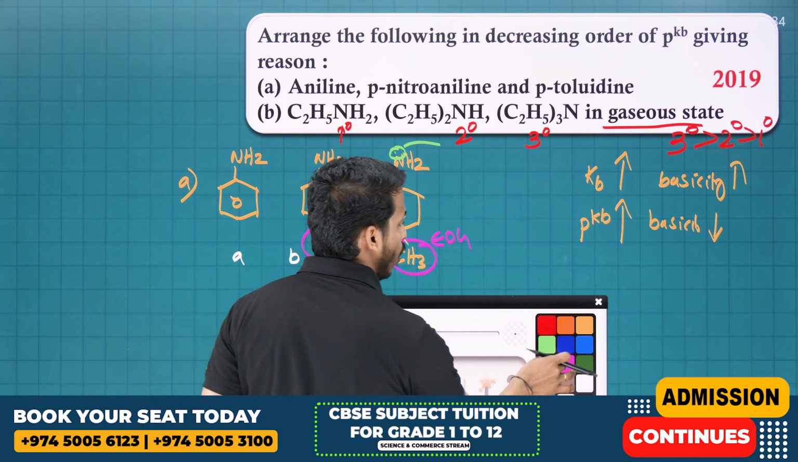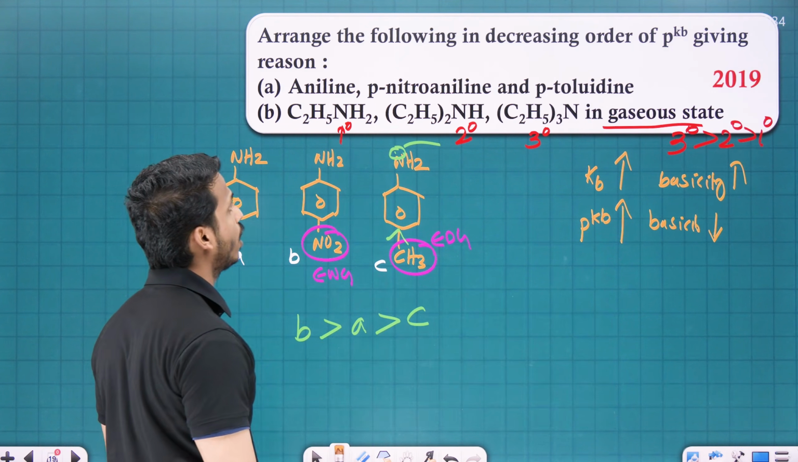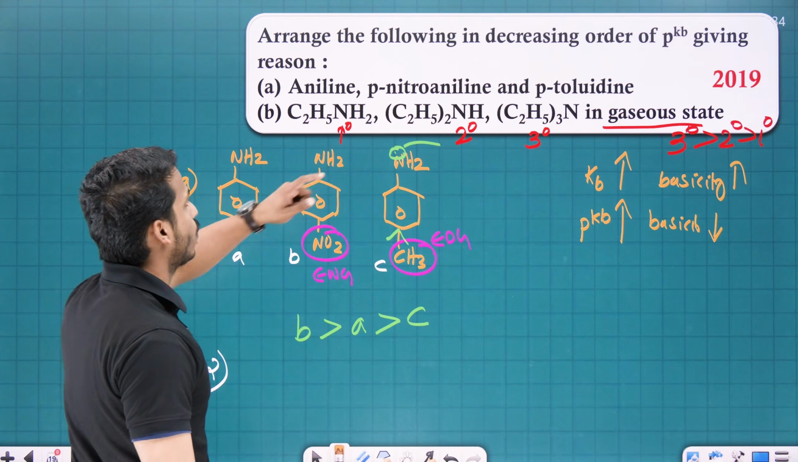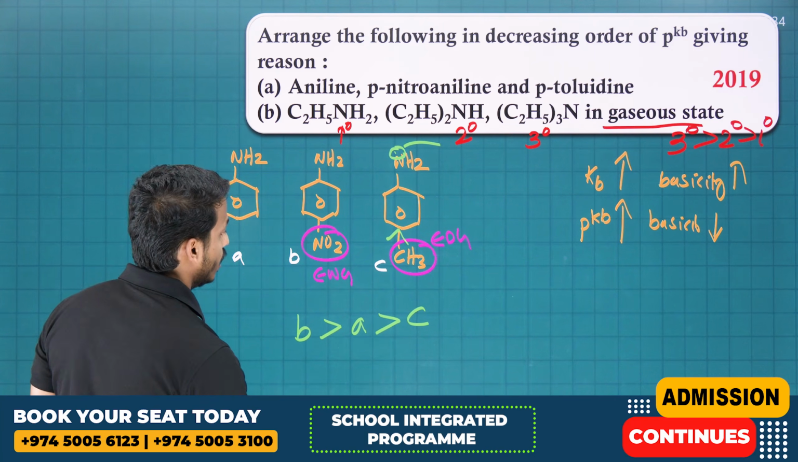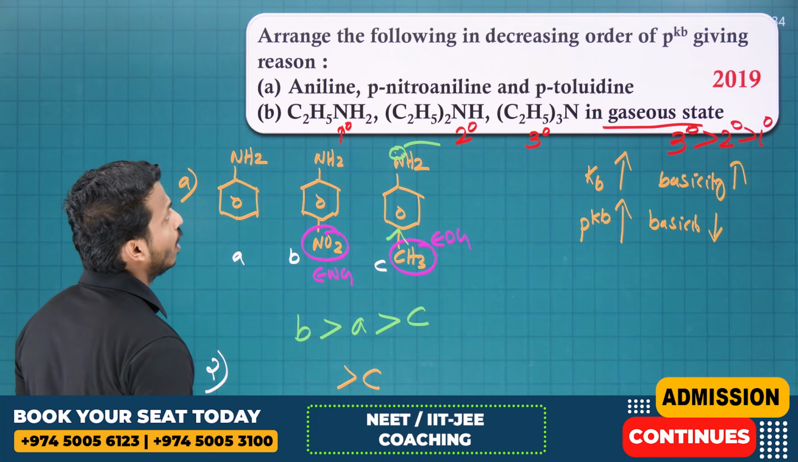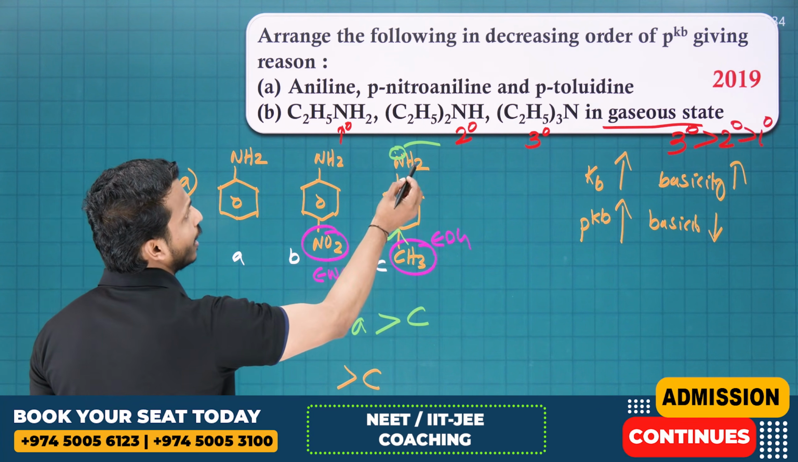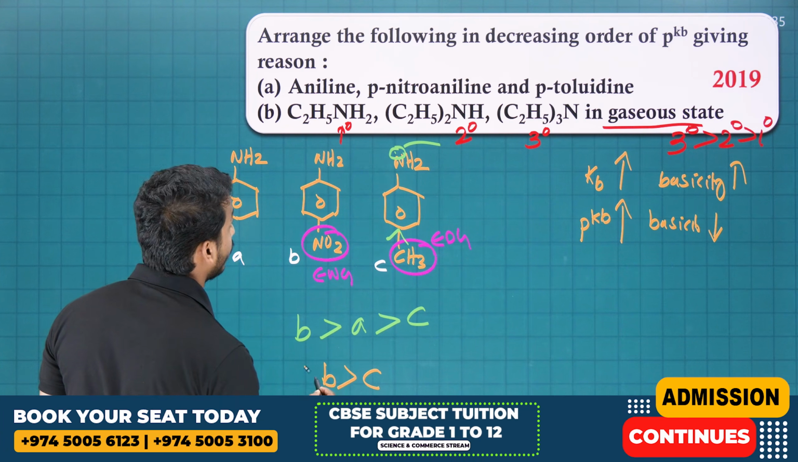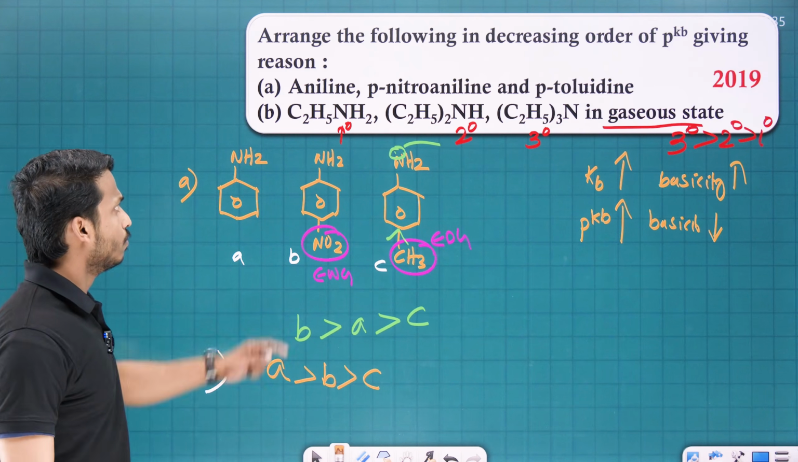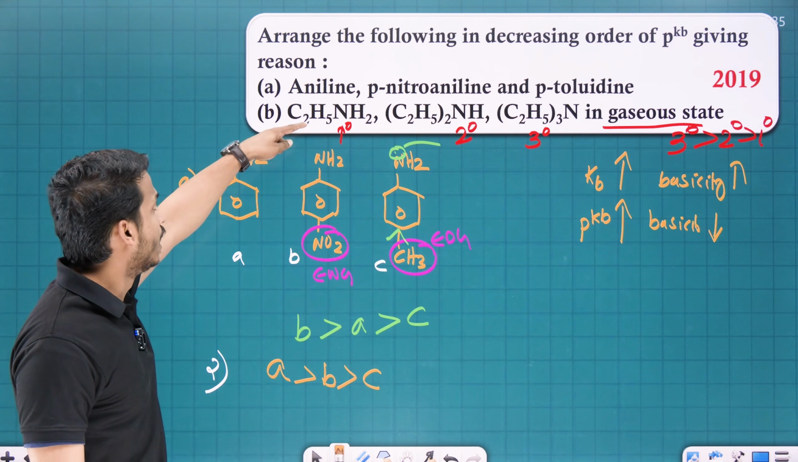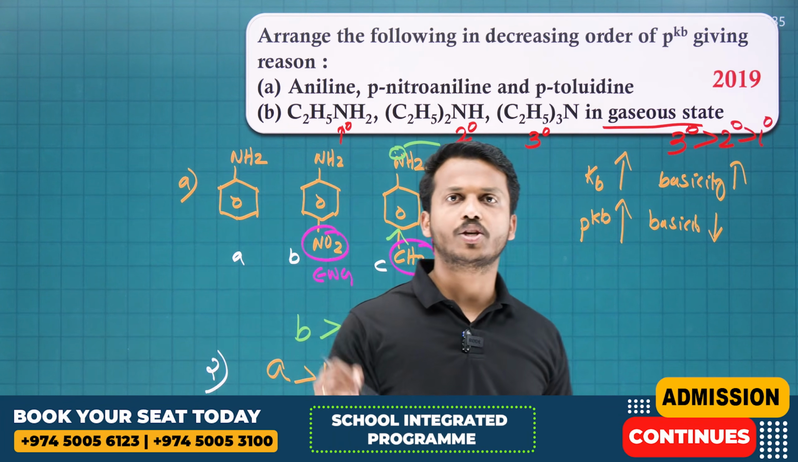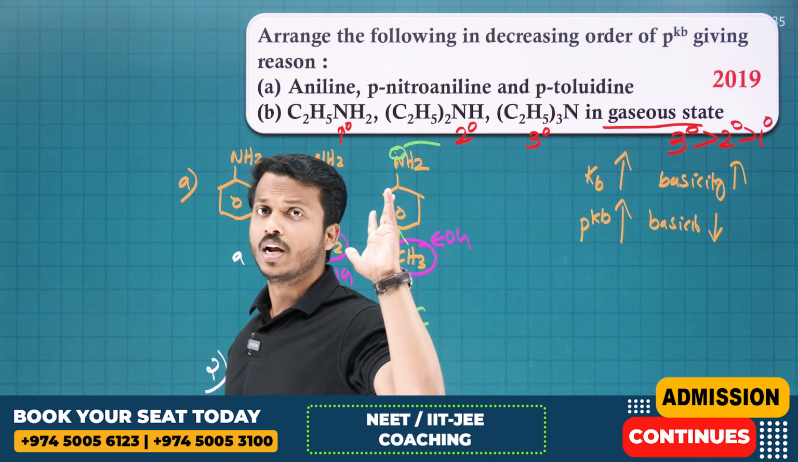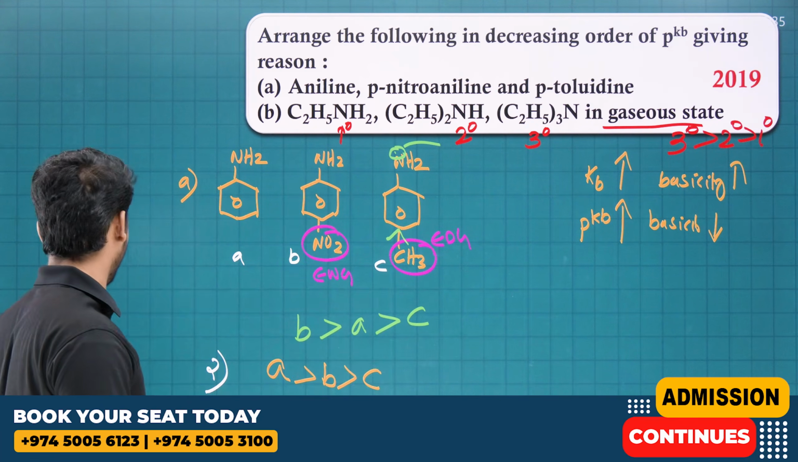Okay, so which is most basic among these, my dear? Come on. This is most basic, therefore least pKb, right? So C is the least value. After that, secondary B, then A. So A is least basic, therefore more pKb. Clear? So if they mention gaseous state in the question, please go with the order tertiary, secondary and primary.